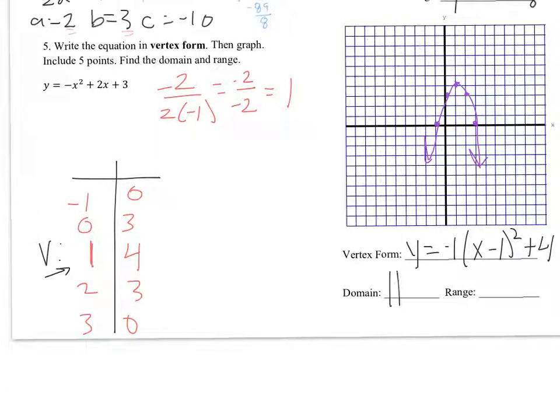Done. Domain, all real numbers. Range, my y value is 4, and it's going below that point, so y is less than or equal to 4. Done.